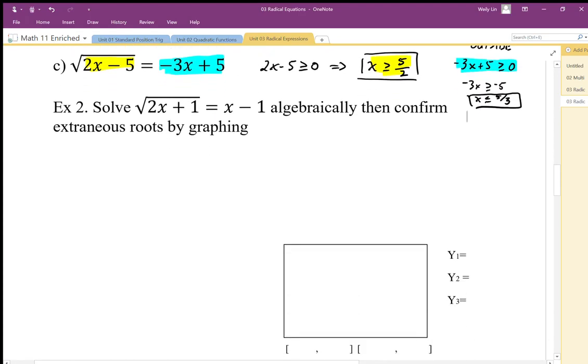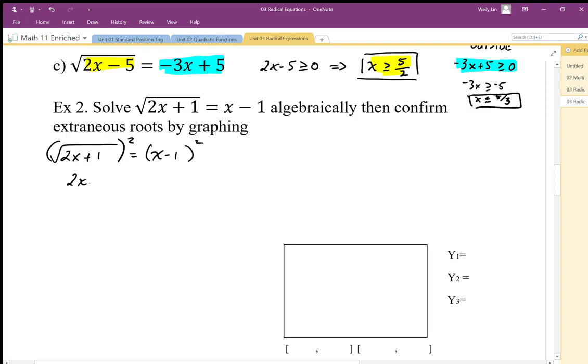So we can solve this, and then we can see what's happening with our inside and outside restrictions here. Okay, so first of all, let's just solve this. We're going to solve this by squaring both sides of this equation.